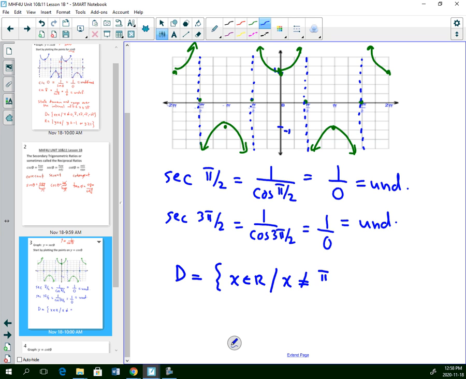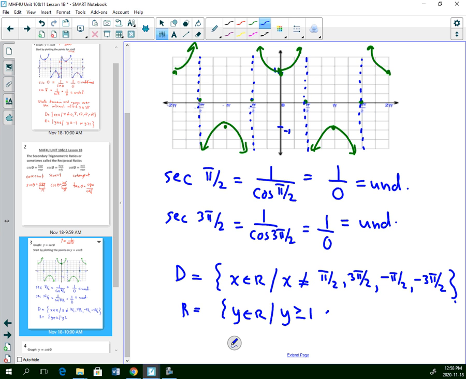So at pi over 2, 3 pi over 2, negative pi over 2, and negative 3 pi over 2. And then my range is the same as cosecant. Y is any number, but it is always above 1 or less than -1. Okay? So that's the easiest way to do cosecant and secant. And then we'll have a look at tan. Just going to move this up a bit.